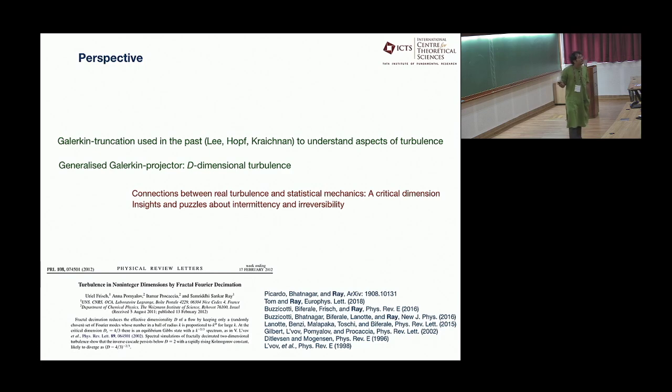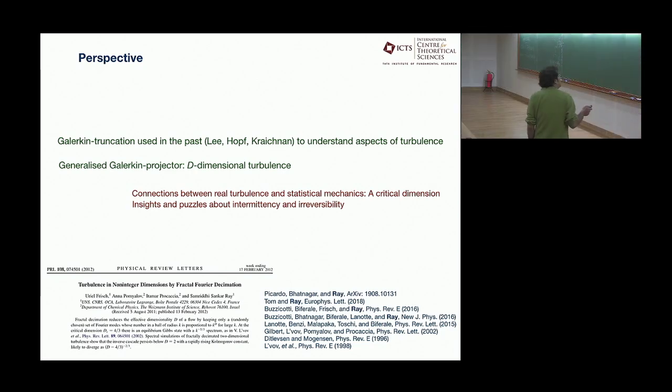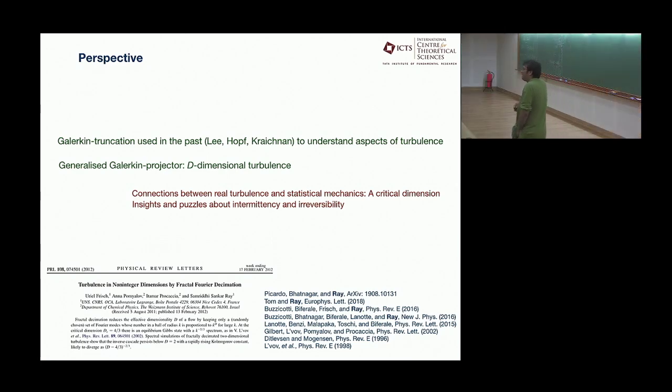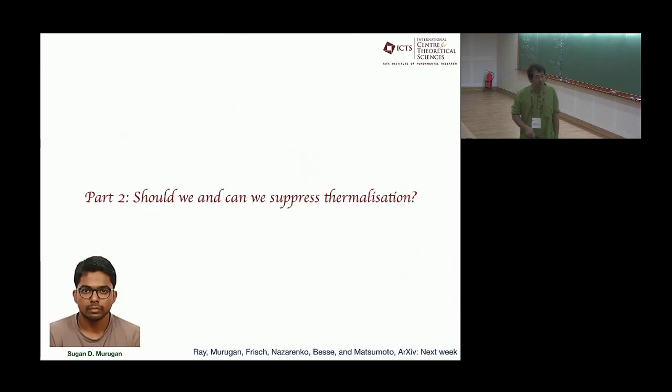Lee, Edward Hoff, Crichton, etc., used such truncated systems a lot to derive certain results for Navier-Stokes or hydrodynamic turbulence. And more recently, along with Itamar, Uriel Frisch, and Anna Pomyalov, we were able to show that one can generalize these operators to actually obtain d-dimensional hydrodynamic equations. And those seem to have rather interesting connections with more conventional problems in turbulence, which have to do with intermittency and irreversibility.